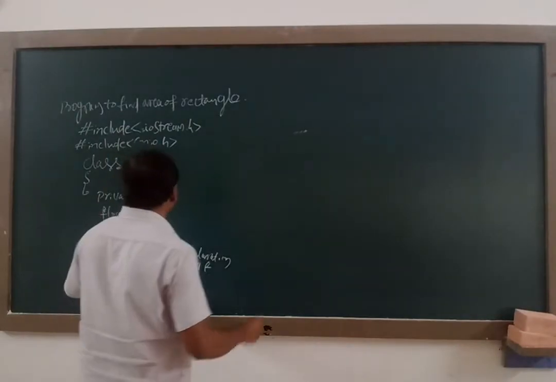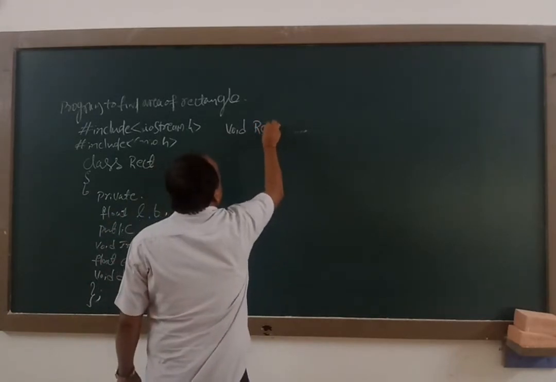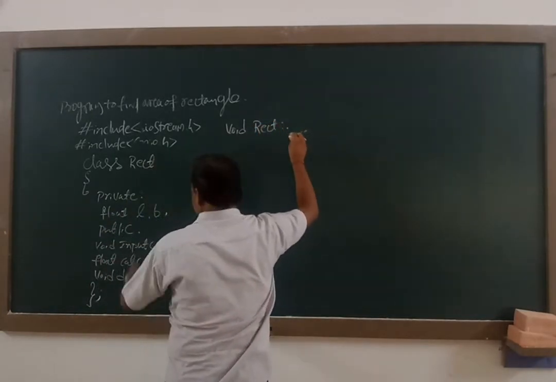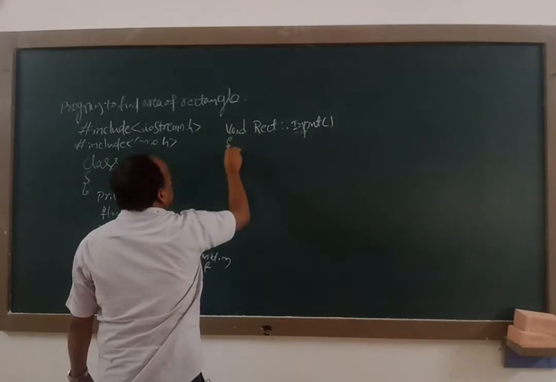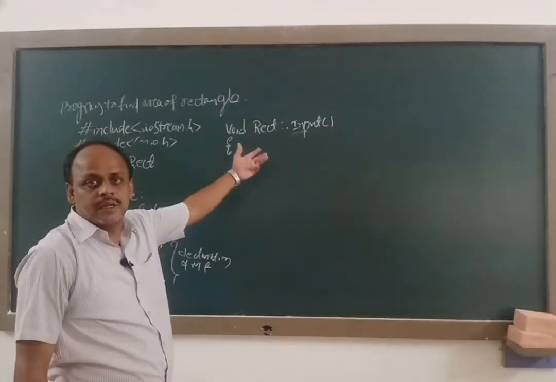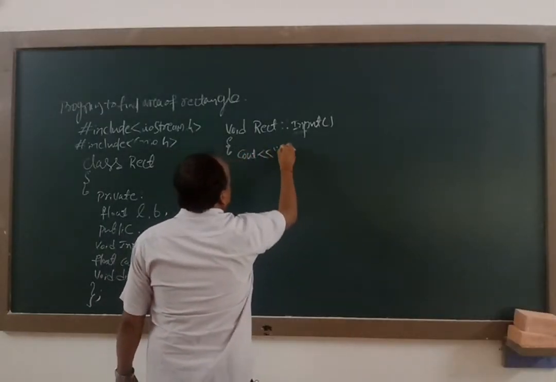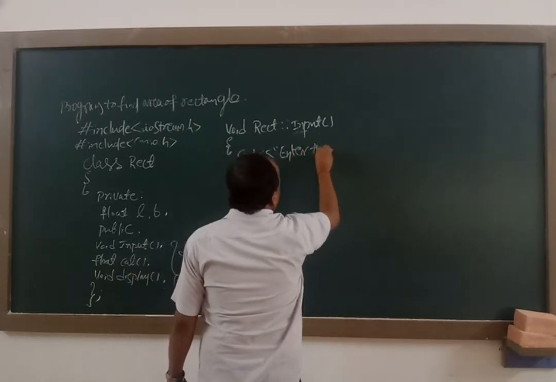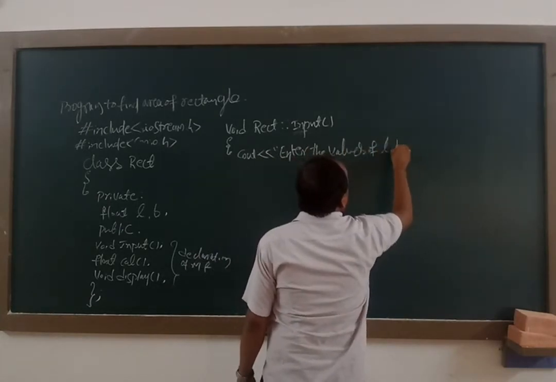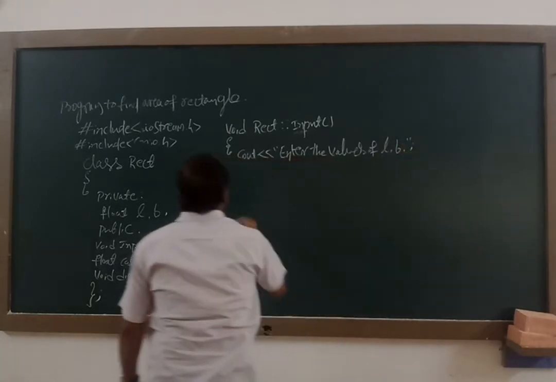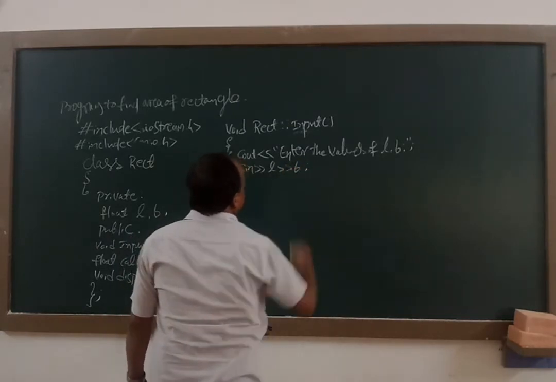See here, the first one is the input function, right? Void, the class name is RECT, rectangle, scope resolution operator, input function. So what should I input? Length and breadth. Therefore: cout, enter the values of length comma breadth. cin length comma breadth, right? Close this.